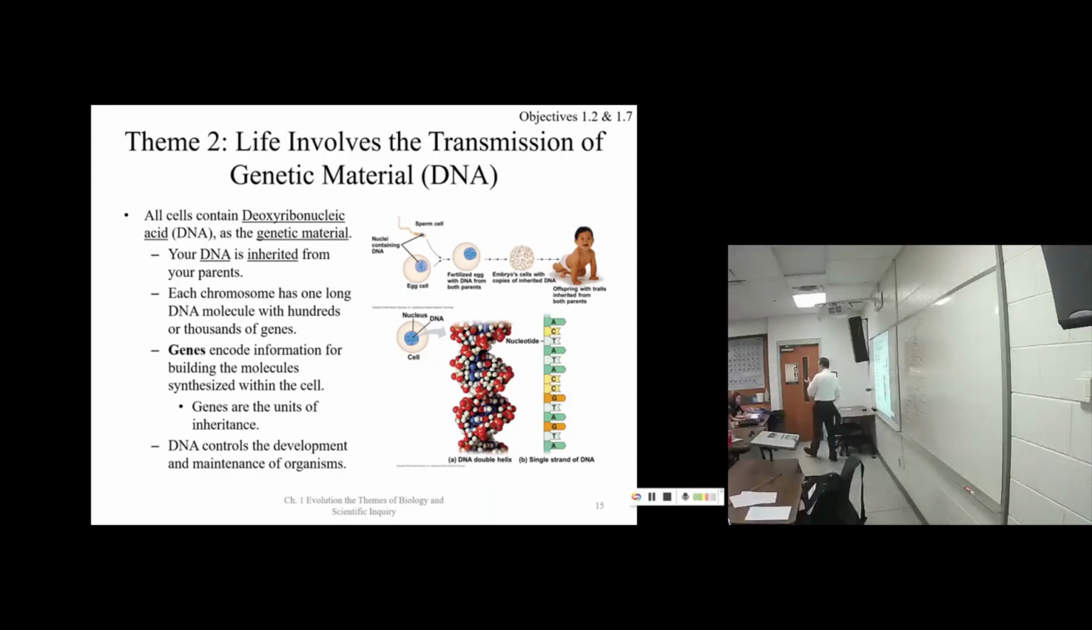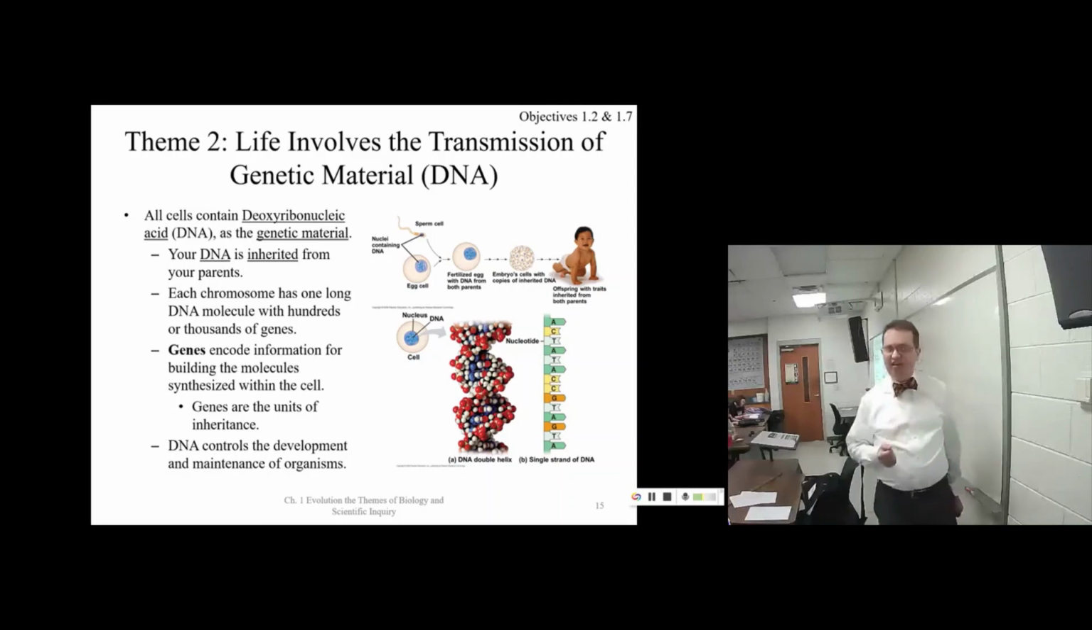And we get it from our parents. Your mom had DNA, your dad had DNA. And they have chromosomes. They have 23 pairs, 46 chromosomes. Your mama gave you 23, your daddy gave you 23, you've got 46. These chromosomes combine beautifully to make you. And here you are with hundreds of thousands of genes that are all telling us to make us the way we are.